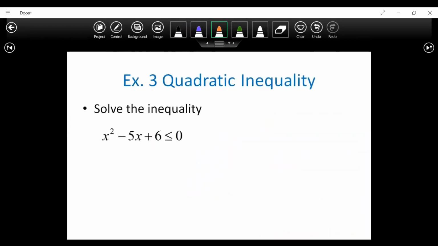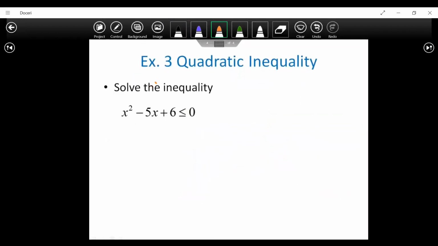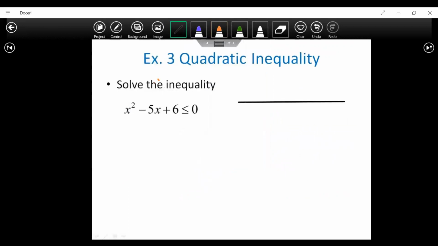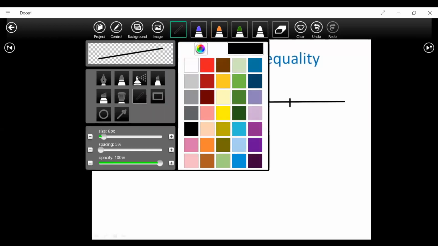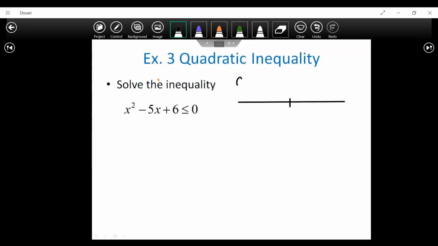Let's look at this example. Solve the inequality. And just so we have our reference, we're going to be graphing this solution. So you're going to be given a number line. Let's say this is 0, and this is our graph. And this is our interval, whatever the interval happens to be. This is for quadratics. So let's look at these different types.